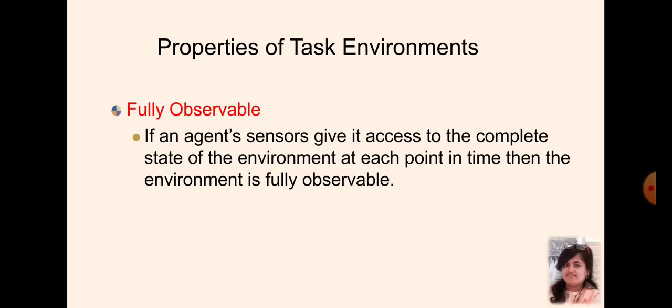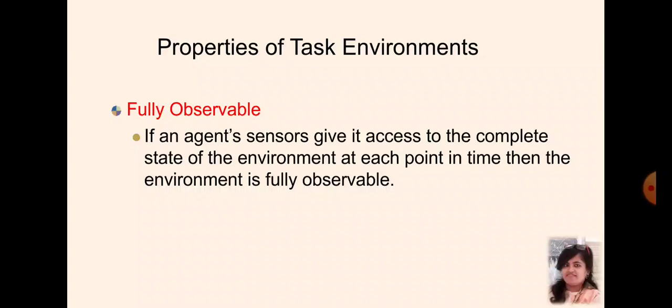Now, the properties of task environments. Environments can be divided based on different concepts. One concept is observability, that is, fully observable. We can say that a particular environment is fully observable if an agent's sensors give it access to the complete state of the environment at each point of time.